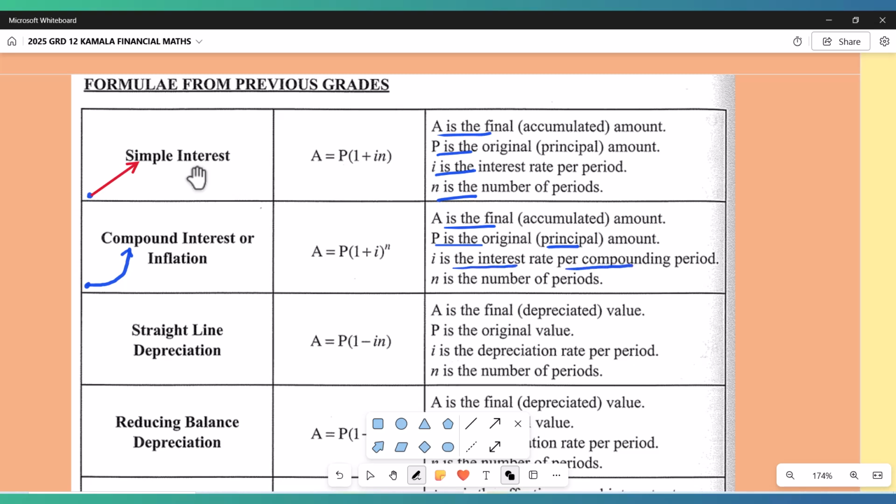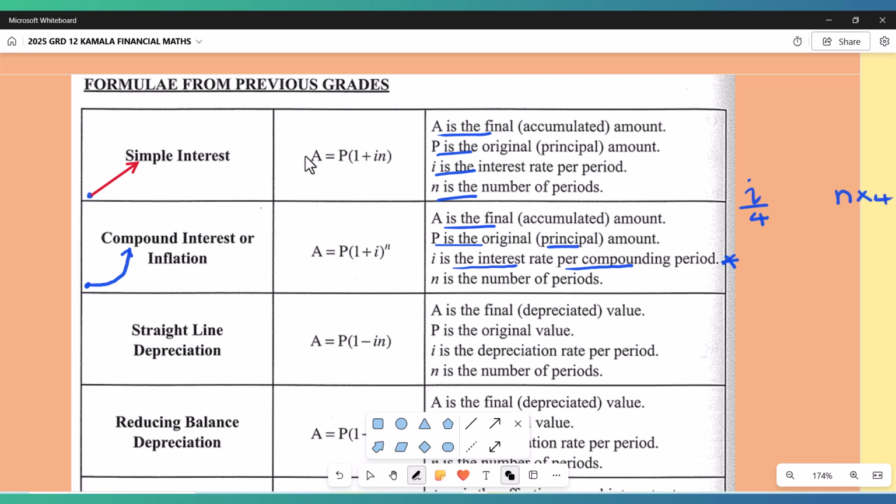Don't forget, we are very careful here. If we are compounding monthly, we divide i by 12 and multiply n: if n is in years, multiply it by 12. If you are compounding half yearly, you divide i by 2, and if n is in years, you multiply it by 2. And if we are compounding quarterly, we divide i by 4, and if n is in years, multiply n by 4.